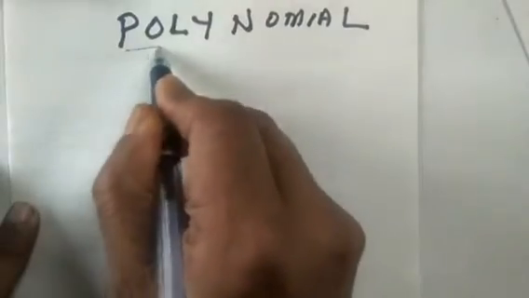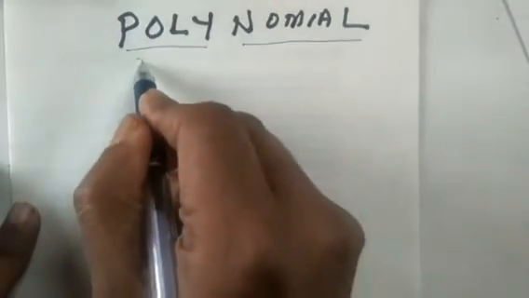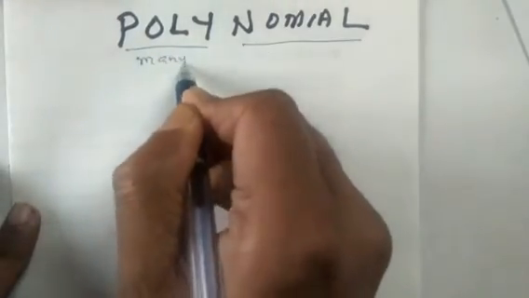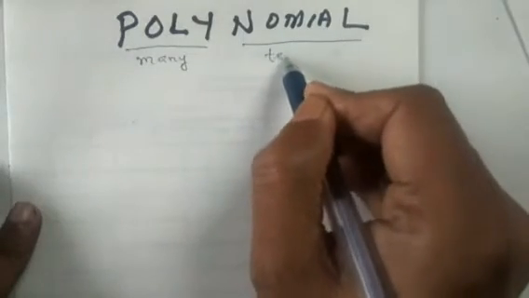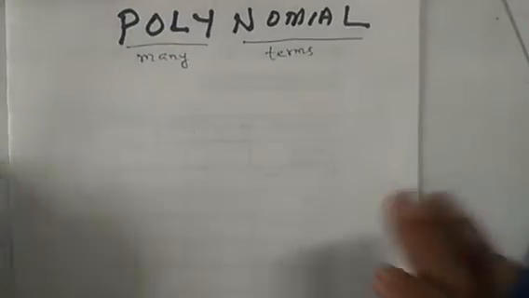So, guys, today, as I promised you, I'm going to take the next chapter, and the chapter is polynomial. What is polynomial? I have written here poly and nomial. Poly means many, nomial means terms. Means having many terms.